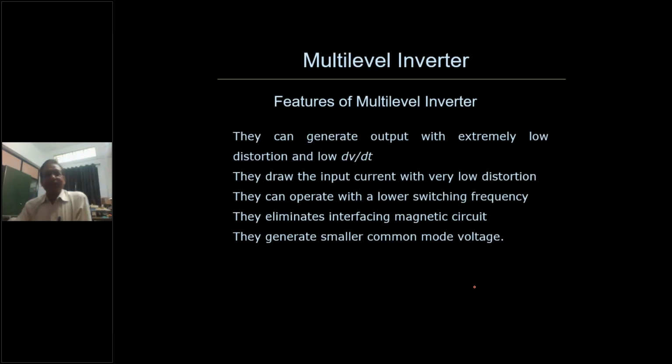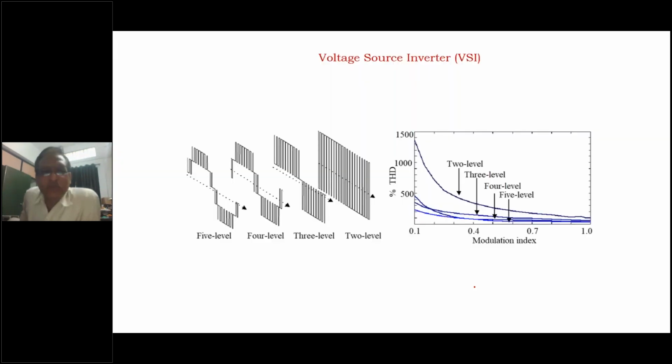Multi-level inverter has many advantages. Now, what is the output of a multi-level inverter? If you see the multi-level inverter, this is a two-level inverter, which we have discussed until now. It changes from minus to plus. In a three-level inverter, voltage changes from minus to zero and zero to plus.